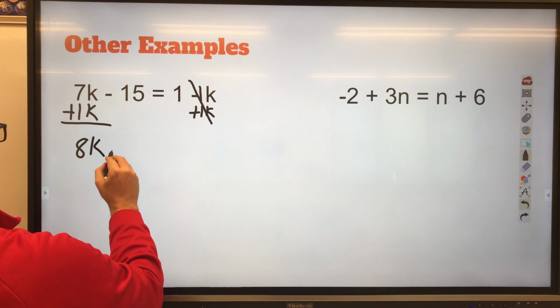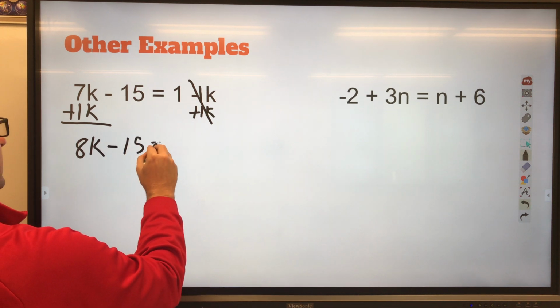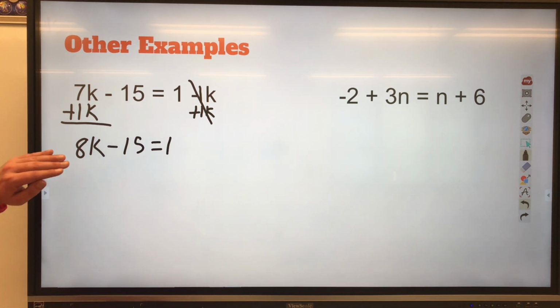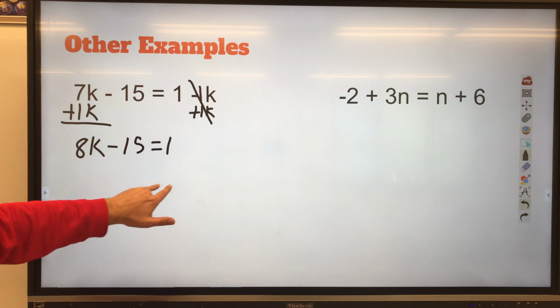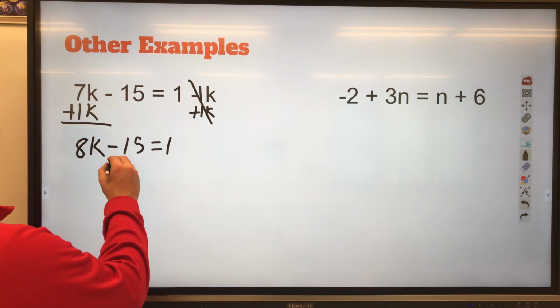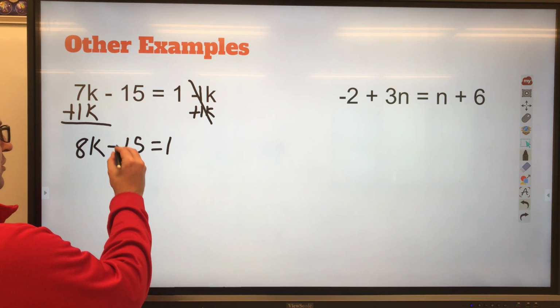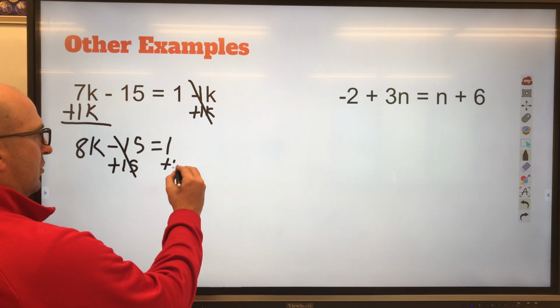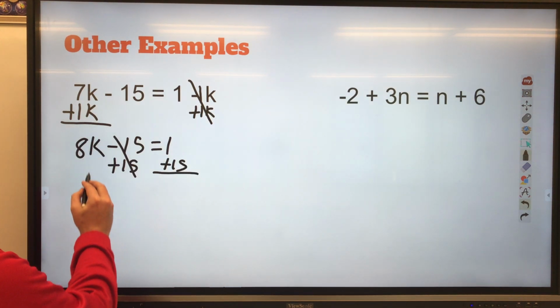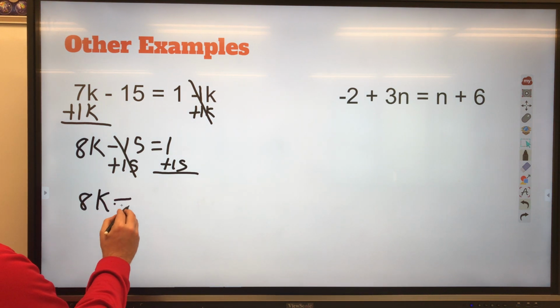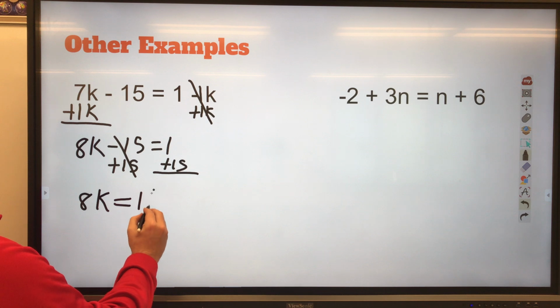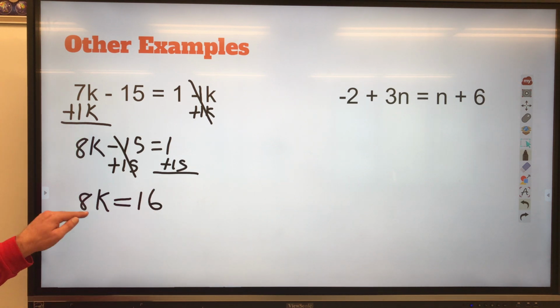I've got 8k minus 15 equals 1. So my variable's over here. That's where it's going to stay now. So I've got to move that whole number to the other side. Do its inverse operation. Bring everything down that's left that I haven't eliminated. 1 plus 15 is 16. Left with 8k equals 16, 8 times k.